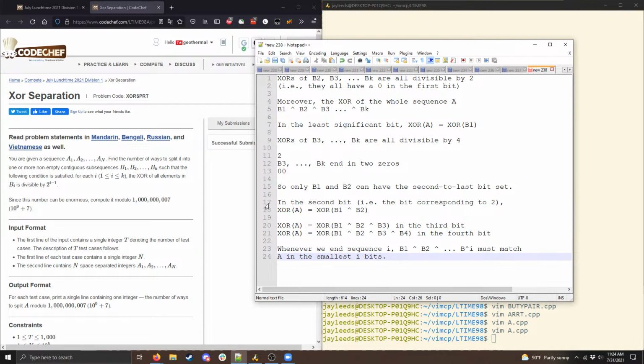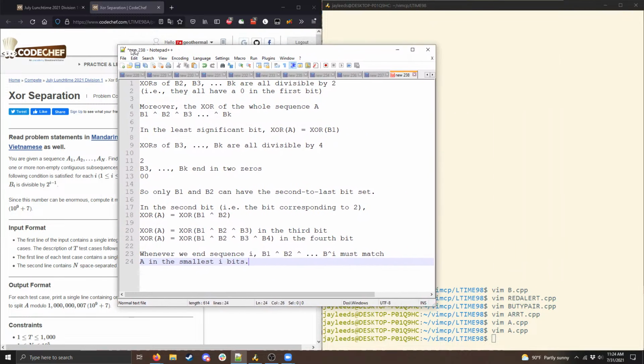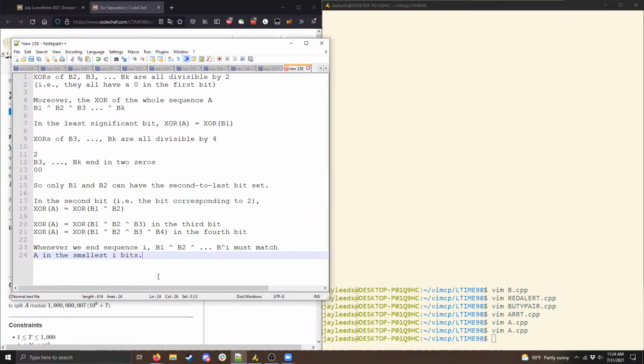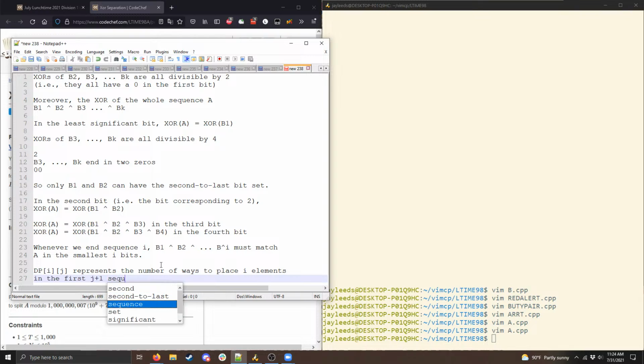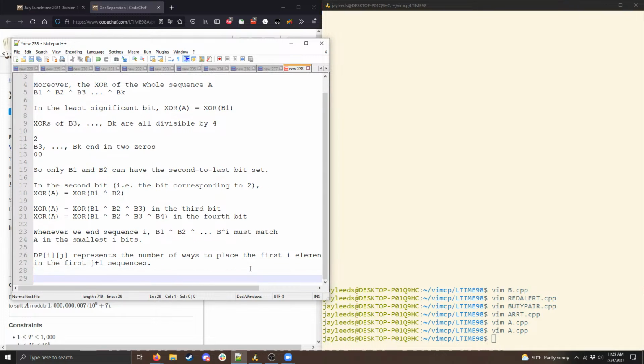Okay. And so what I'm going to do is some DP, where DP of I of j represents the number of ways to, to be consistent with my solution, place the first I elements in the first j plus 1 sequences.